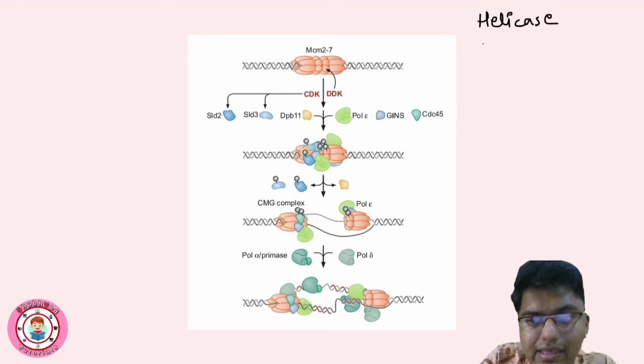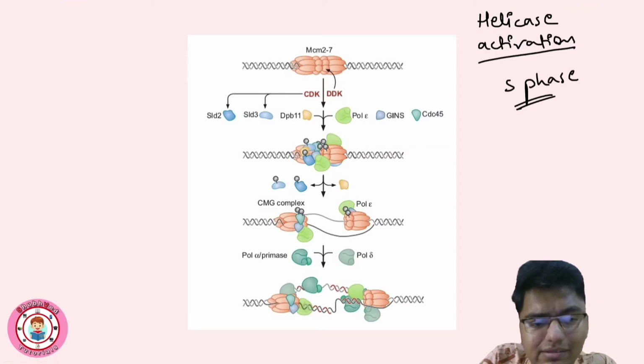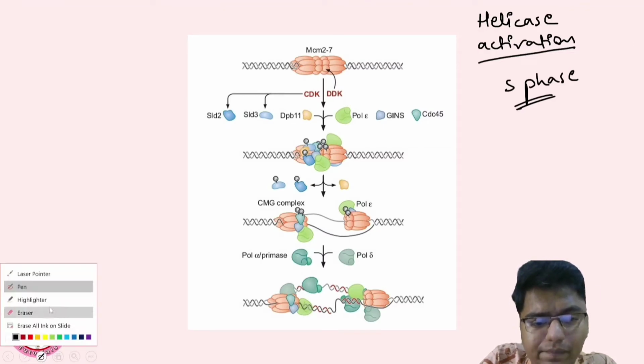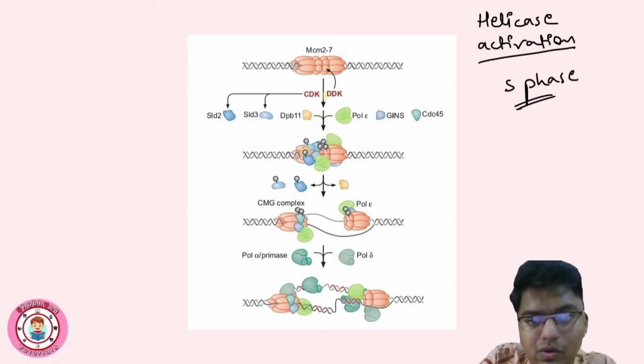Helicase activation, which takes place in the S phase. Okay, S phase. Now we saw that helicase is successfully loaded on the DNA. Then the next proteins come, CDK and DDK, into action. CDK and DDK are kinases. K stands for kinase. Kinases phosphorylate other proteins, so phosphorylation is the function of kinases.